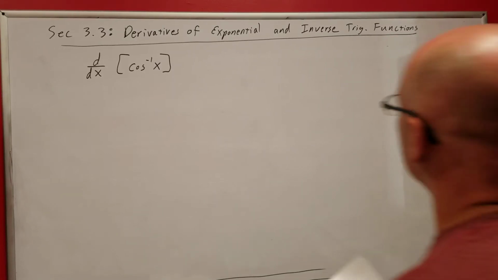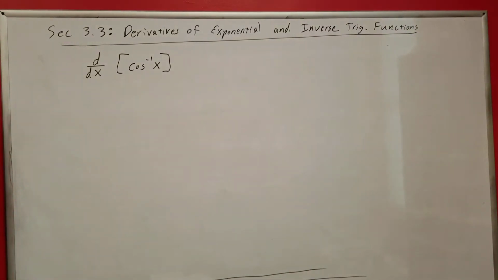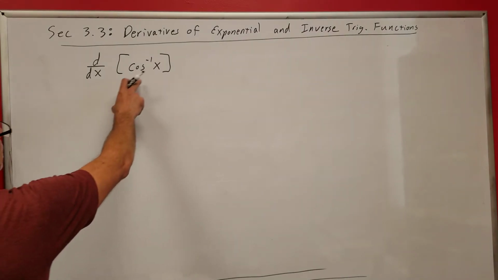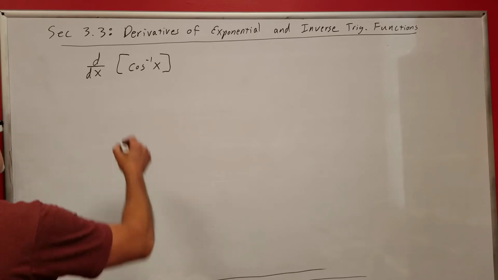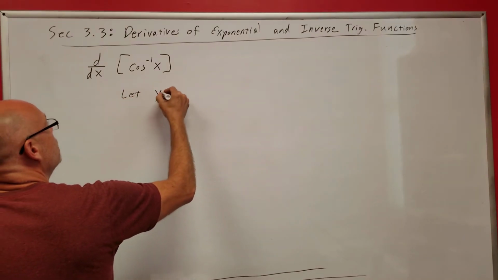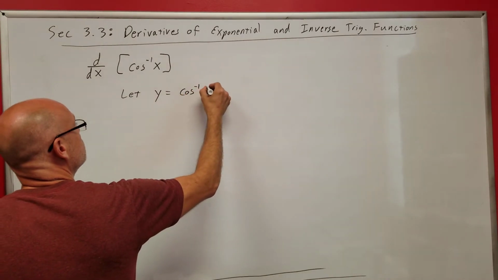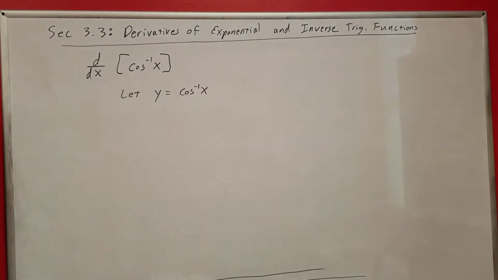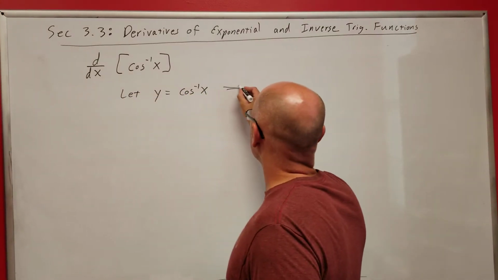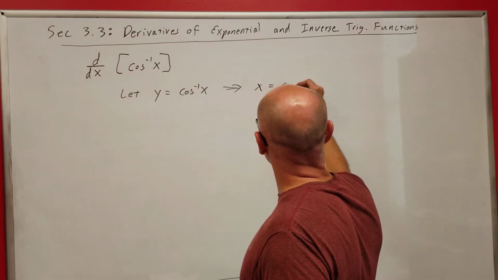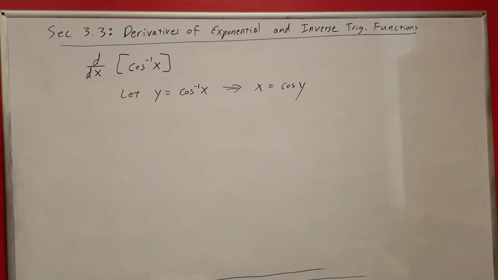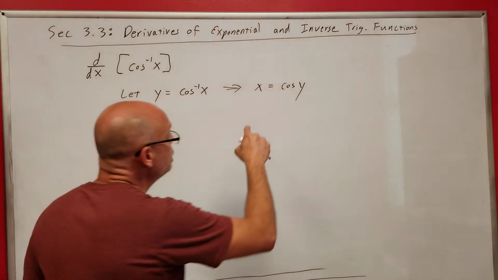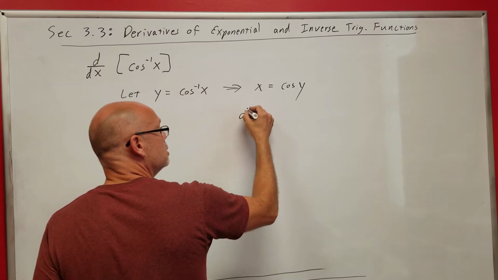All right, section 3.3, derivatives of exponential and inverse trig functions. Okay, let's say I want to find out what the derivative of inverse cosine of x is. I don't know what it is, so let y equal the inverse cosine of x. That implies that x is equal to the cosine of y, using what we know about inverse functions. Now, what if I differentiate both sides of this with respect to x?